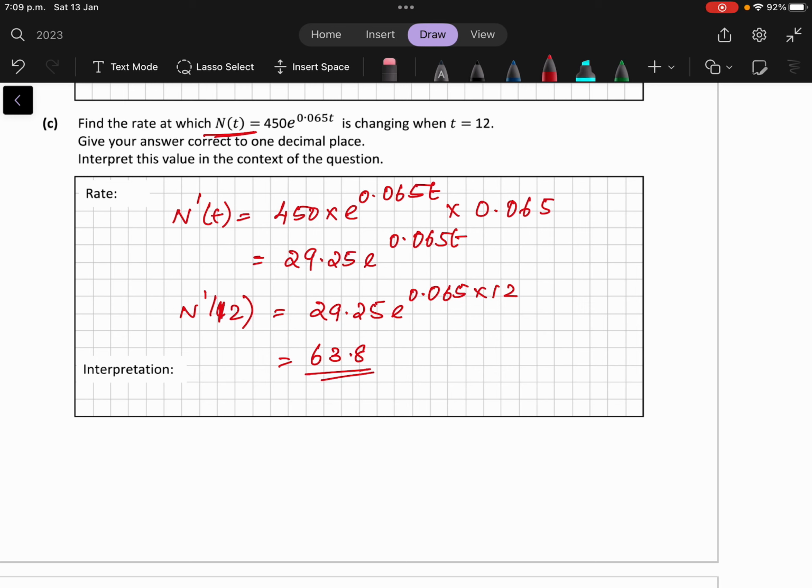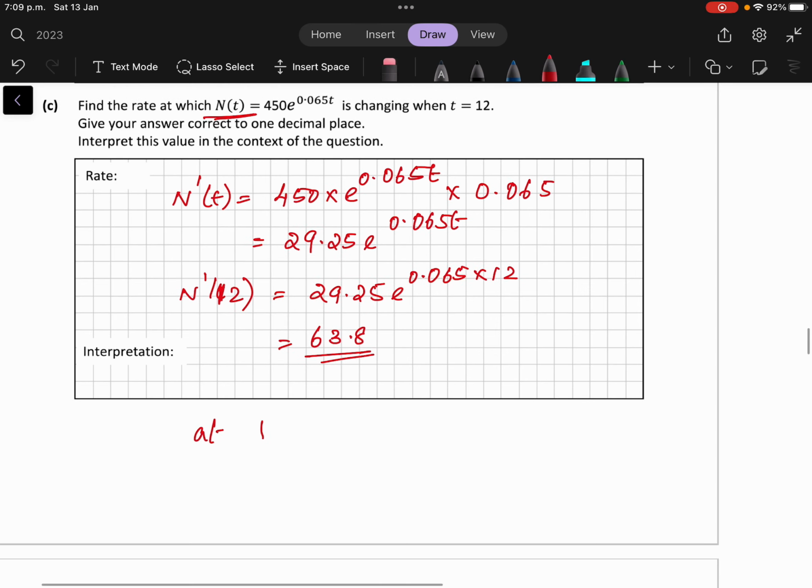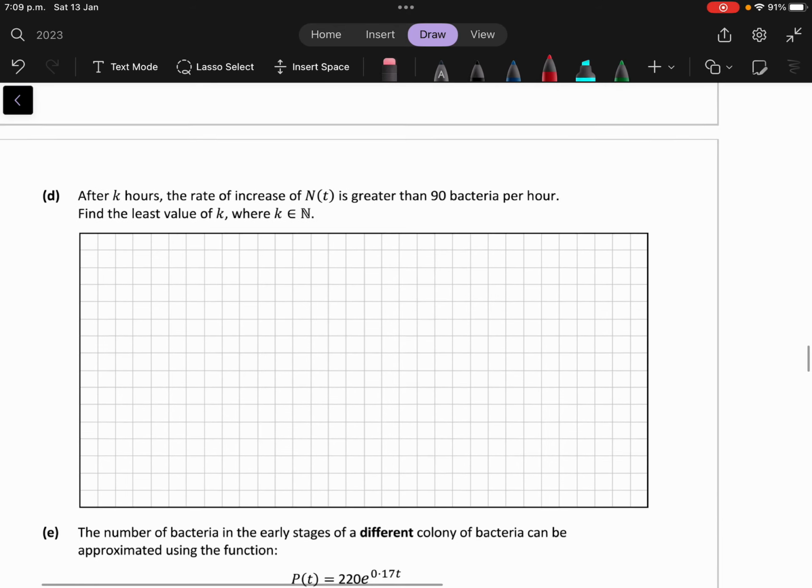And how will you interpret this? At hour 12, the population is growing at a rate of 63.8 bacteria per hour. That is what we are talking about.